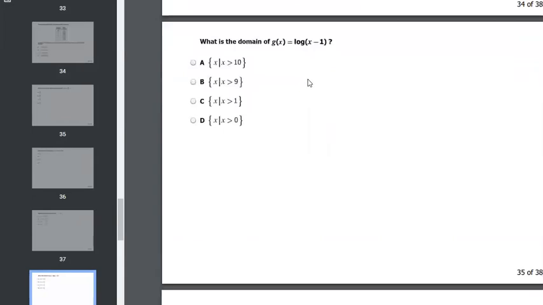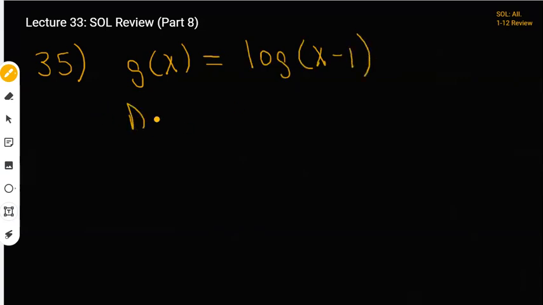What is the domain of g of x? Log of x minus 1. So g of x equals log of x minus 1, and it's asking for the domain, right? So the domain is the set of all what? Anybody know? X values, yep.